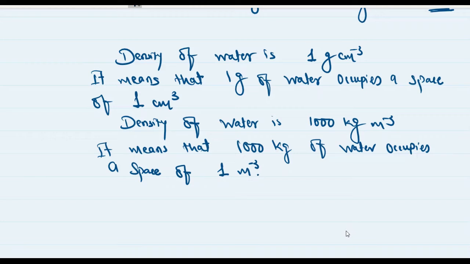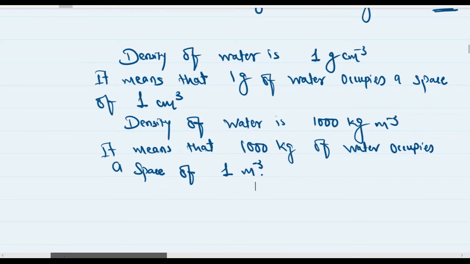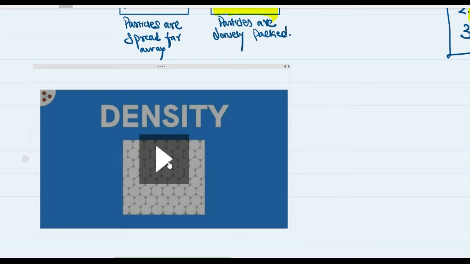Okay, so this is how you can understand or visualize the meaning of density. Density simply tells you how much weight of a substance occupies how much space. Okay, if in a given space more weight of a substance is stored, that means it has more density. If a given weight of substance occupies more volume, that means it has less density. Okay, so this is the meaning of the statement that density of a substance is this. Okay, so let's see one video.